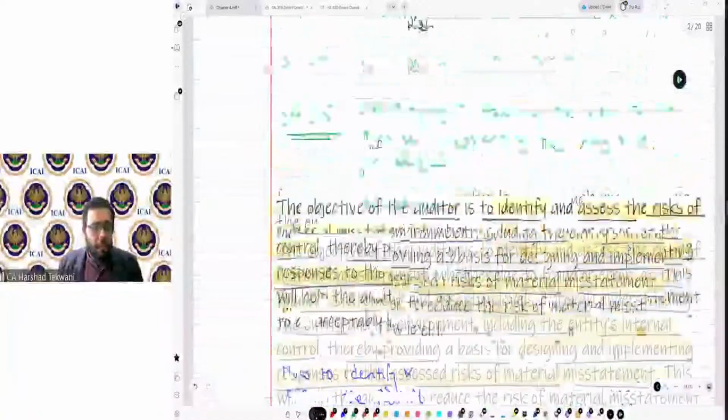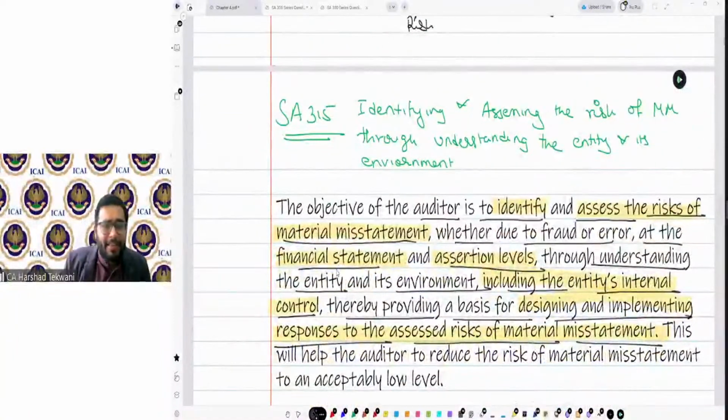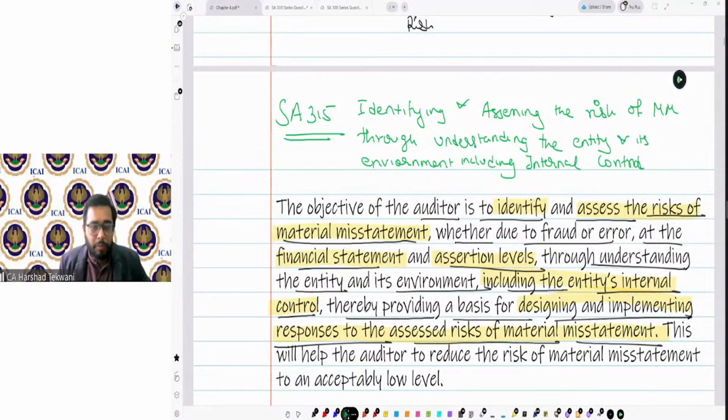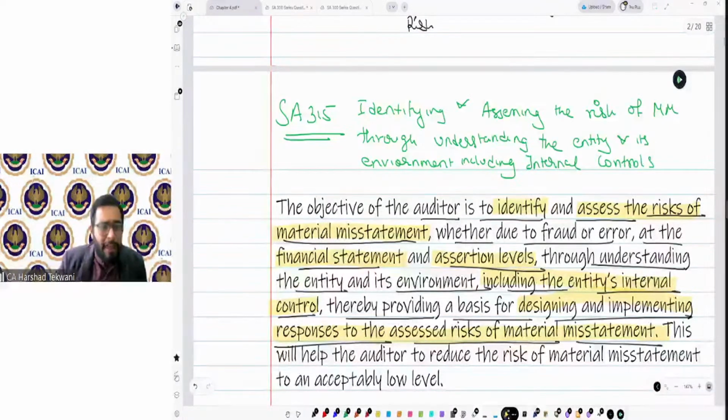See, what we started with was identifying and assessing the risk of material misstatement through understanding the entity and its environment, including internal controls. So we completed this part of our discussion: understanding the entity, its environment, including internal controls. That is, how to understand the entity and how to understand the internal controls.